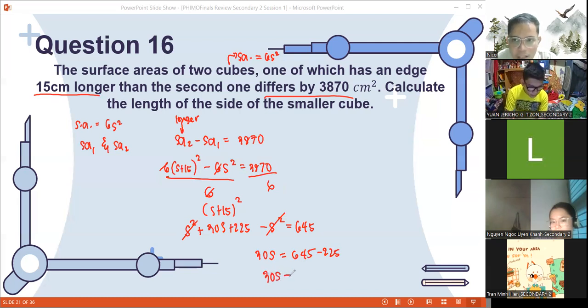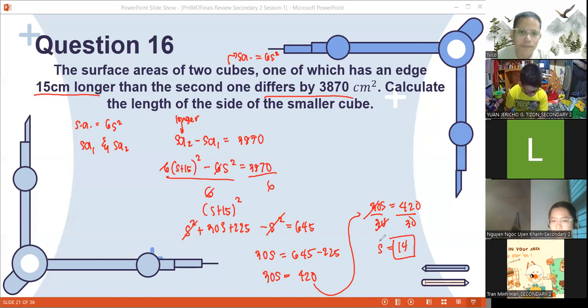So 30s is equal to 420. So to solve for s, divide by 30. So s here is equal to 14. And this is our answer, because we need to solve for the side length of the smaller cube. And that is s, right? The longer cube will be 14 plus 15. So that's 29. Understood? Okay, very good.